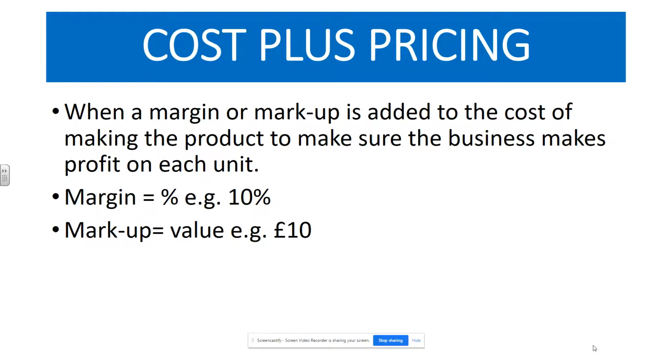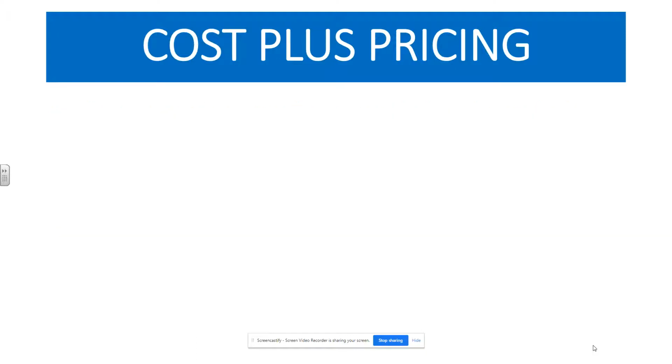I can decide whatever it is. So for example, a margin uses percentages. So if I said I want to make 10% on all my products, I can do that. Or a markup uses the value. So I can say I need to make £10 profit on each particular item, I'd use the markup. They're the same thing, to be honest, so don't get too bogged down on that. Okay, so let's see how this actually works.